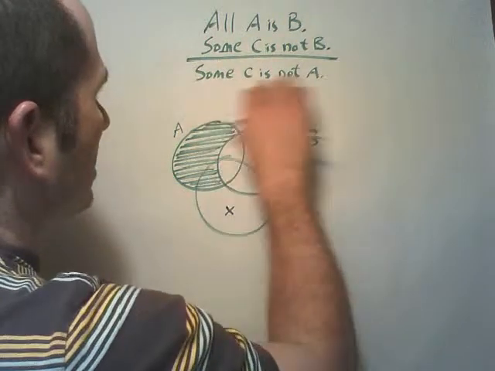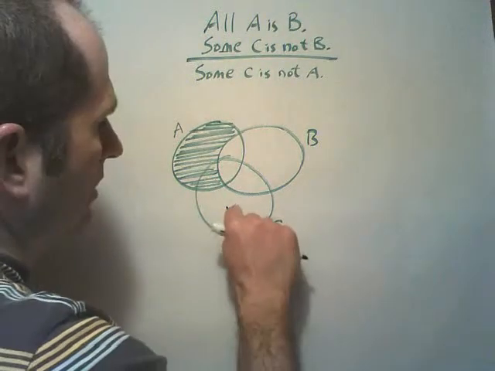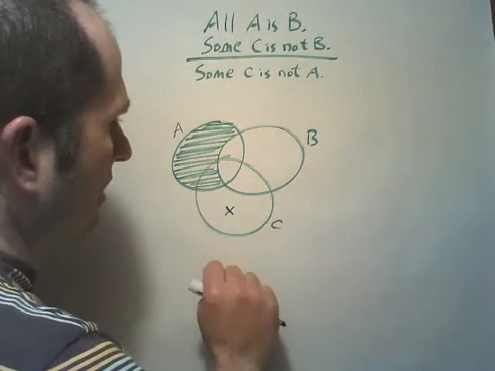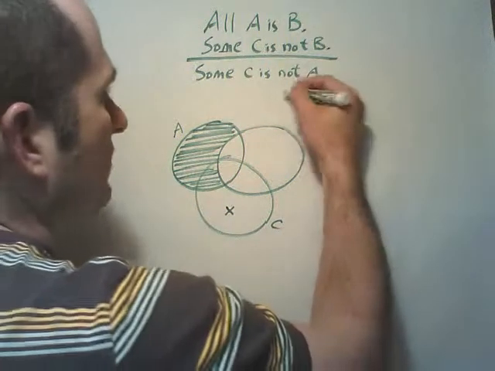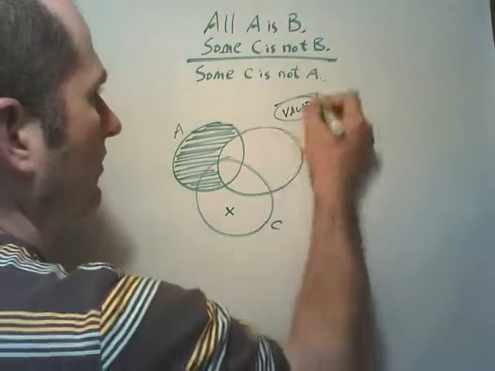here's the conclusion. Some C is not A. Did that also get drawn? There's a C that's not A. Yes, it did. So this is valid. Okay?